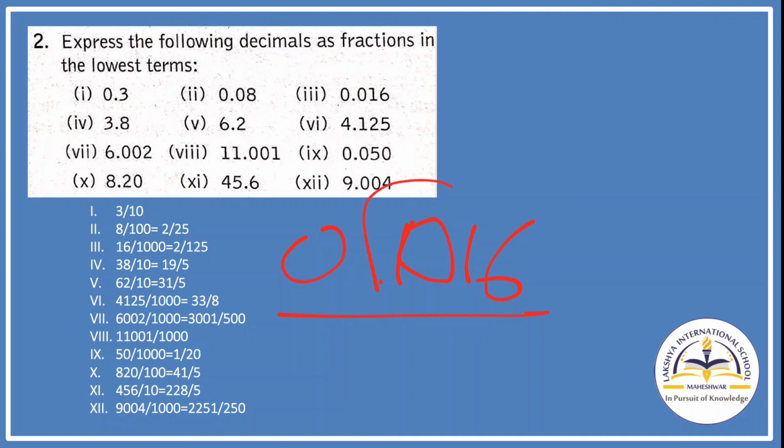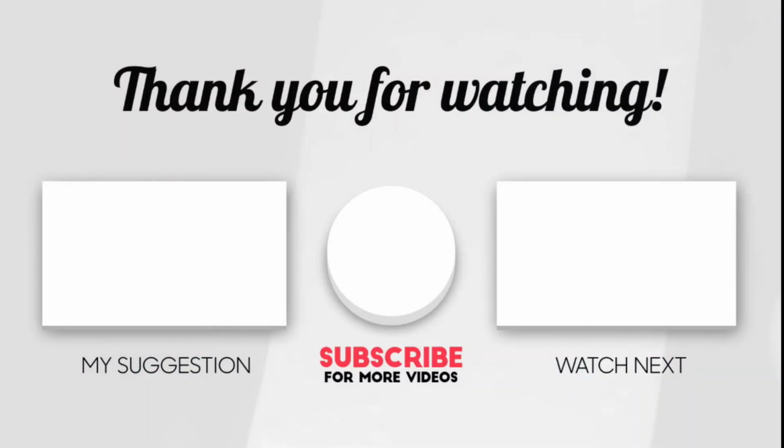Now 0.016, when you remove the decimal point you will get 1000. Now again you have to cut them, you will get 2 by 125 as the answer. Now in the same manner you have to solve the other questions.